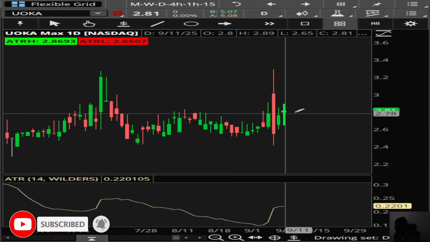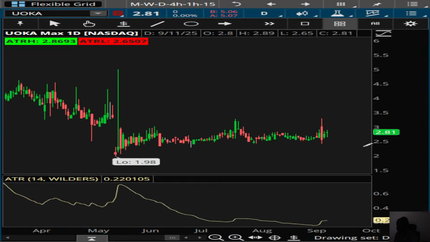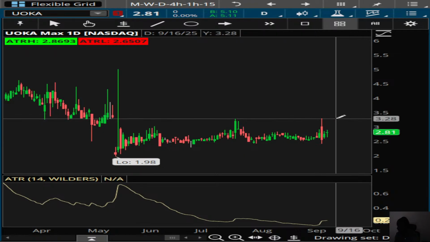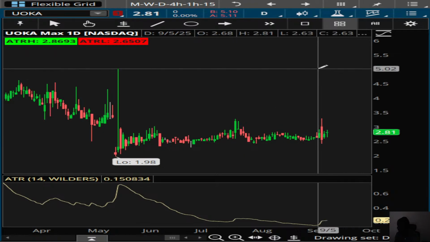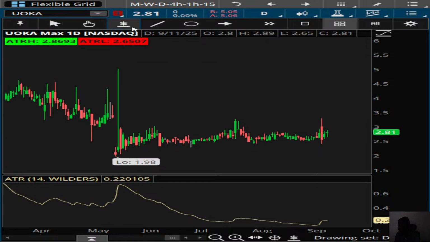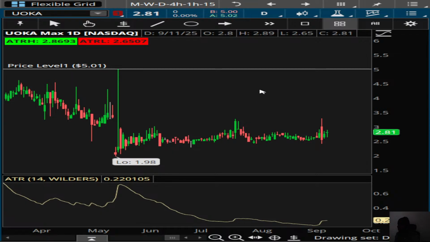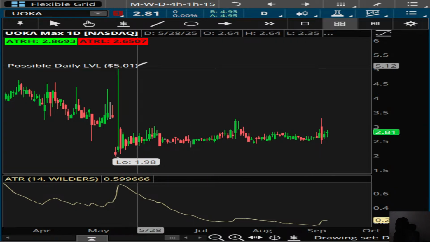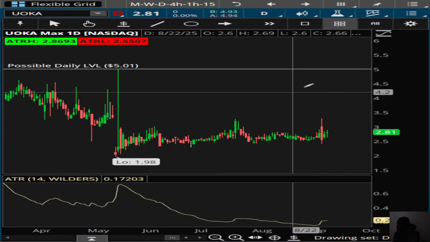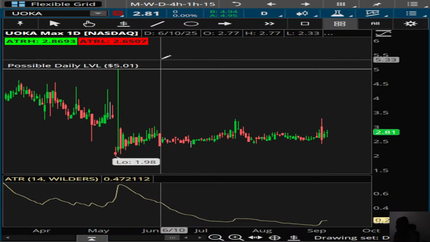So it closed here at 281. Let's zoom back a little bit. It got up to 5, so all the way up here to over this level. So this could be a possible daily at 5. And that's where my scope starts. So it needs to be over 5. So possible daily level. All right, and it got up to 539 as a high.